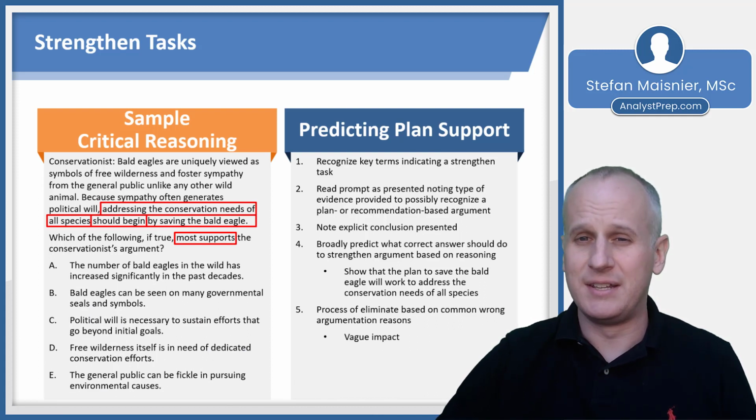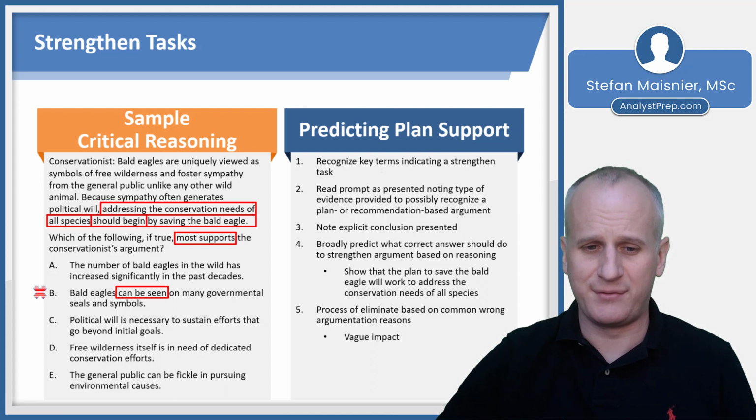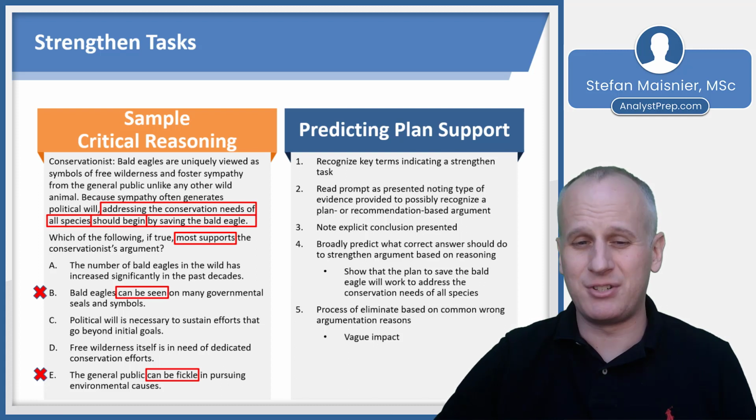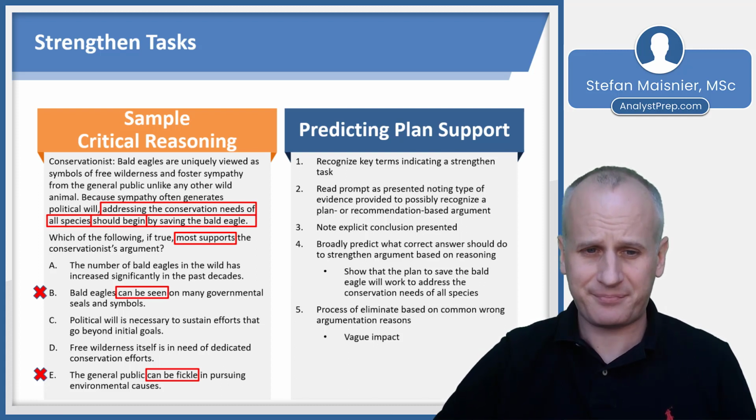So then we bring in our answer choices and we'll process eliminate again based on common wrong argumentation reasons, such as vague impact. And we've got a couple of really nice vague ones here. We've got bald eagles can be seen on many governmental seals. Wonderful. I have no idea what that has to do with this conclusion, so we can eliminate that pretty quickly. Additionally, we've got the general public can be fickle in pursuing environmental causes. Be careful not to make some assumptions of your own, because you may say, well, that shows that they're not going to be able to follow through unless they go with the bald eagle. Well, this is can be fickle. It doesn't say they will be. And pursuing environmental causes, I don't know if that's actual animal conservation. So you've got to make sure that you interpret the terms literally when you're considering them as possible choices.